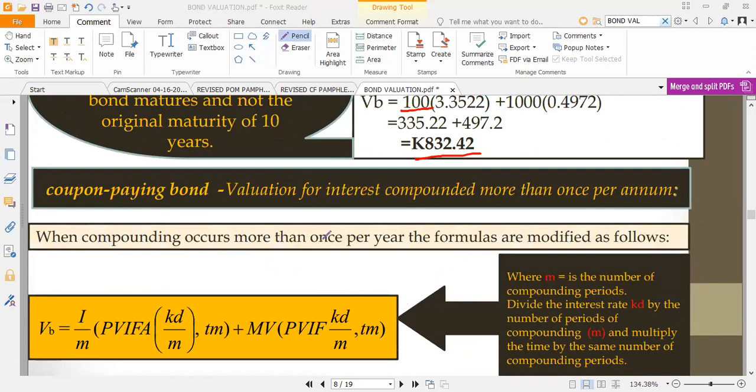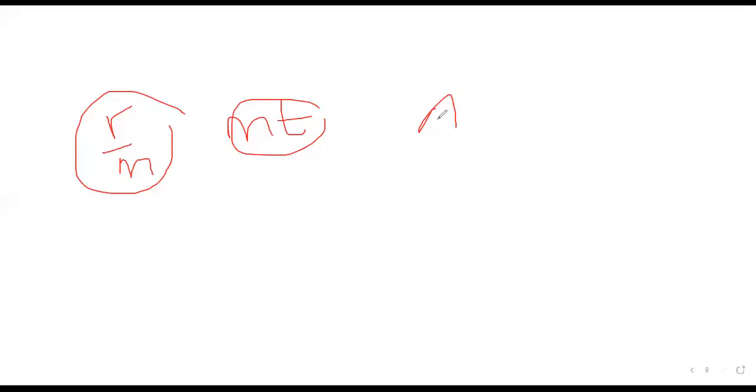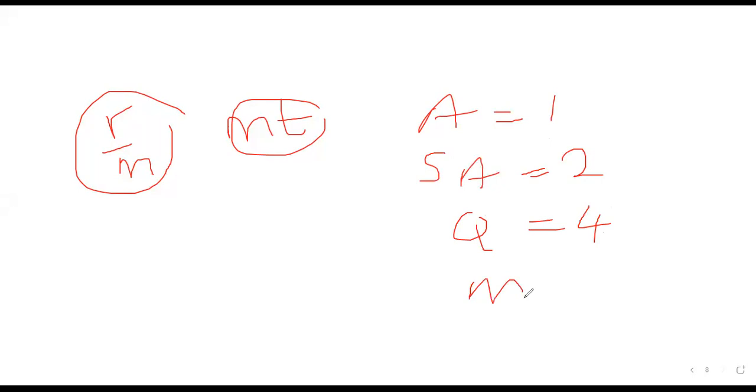So there are times when compounding is more than once. Remember, when you're compounding annually, how many times are you earning interest? Once. Semi-annually, how many times? Twice. Quarterly, how many times? 4 times. Monthly, 12. So just know that the treatment will always be in this order.